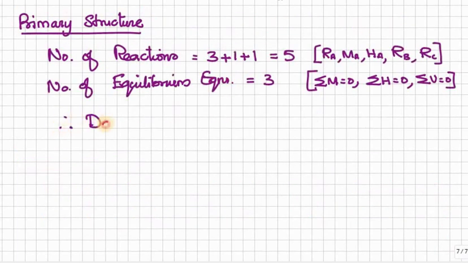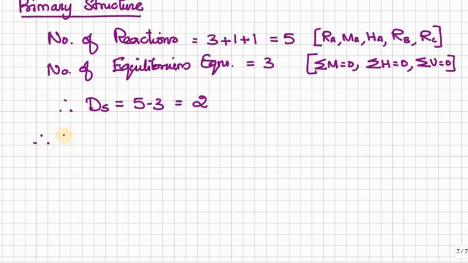Therefore, Ds is equal to capital R minus capital E, which is equal to 5 minus 3 is equal to 2. Therefore, two reactions are extra in this case, which makes the structure indeterminate. So any two reactions out of these 5 can be considered redundant, but after removing those redundants, the structure should be stable. That's the only condition for the selection of redundant forces.